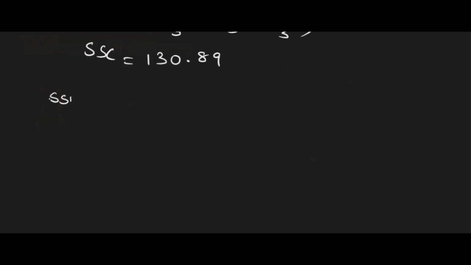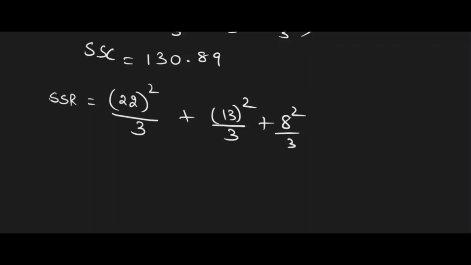So SSR means the total in the row. The first row total was 22. So 22 the whole square by 3. Each row also we had 3 values. So 13 the whole square by 3 plus 8 square by 3. All these things minus correction factor.